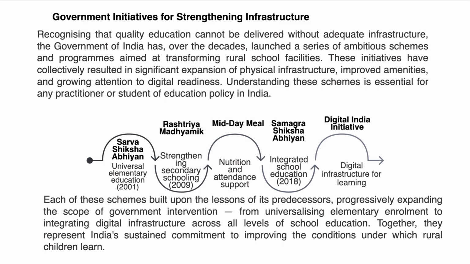So schemes like Sarva Shiksha Abhiyan, Rashtriya Madhyamik Shiksha Abhiyan, Midday Meal, Samagra Shiksha Abhiyan, and the Digital India Initiative. Each of these schemes built upon the lessons of its predecessors, progressively expanding the scope of government intervention, from universalizing elementary enrollment to integrating digital infrastructure across all levels of school education. Together, they represent India's sustained commitment to improving the conditions under which rural children learn.